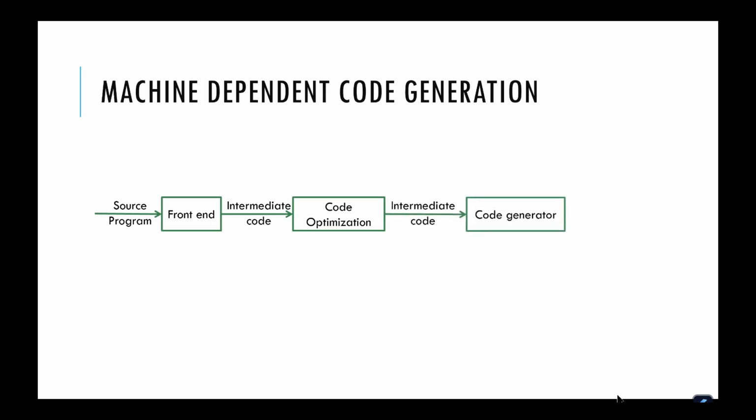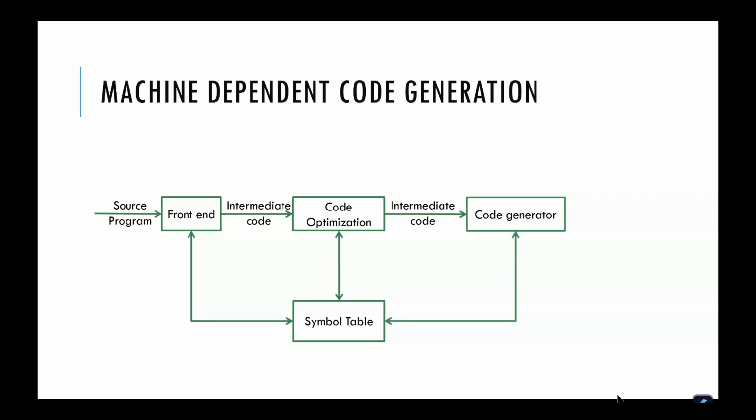The code generator, for the generation of code, needs to know where the variables or identifiers are available, so it connects to the symbol table. We have the symbol table. The front end is connected to the symbol table to and fro. In the same way, the code optimization is also connected with the symbol table for reference. The same way, the code generator is also connected to the symbol table for reference.